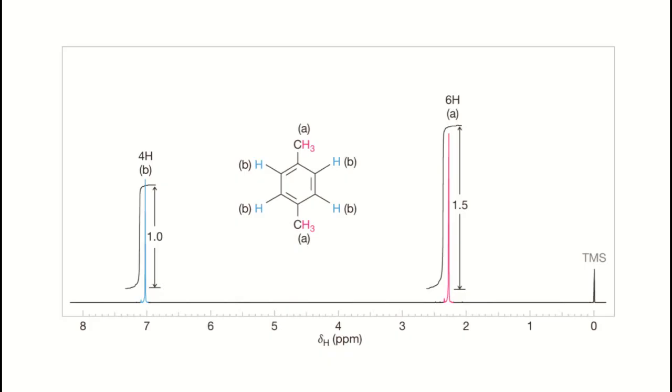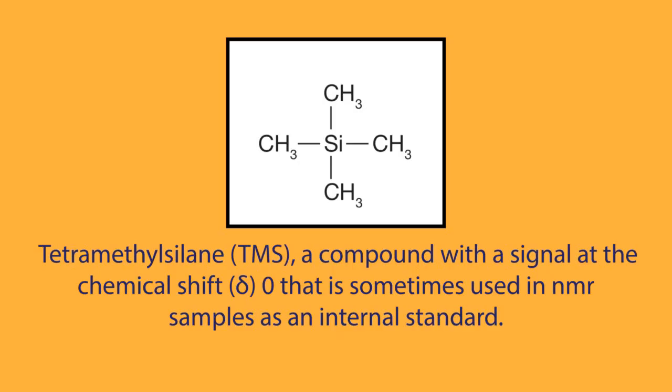Lastly, we have integration. Integration tells us the relative number of protons contributing to a signal. The height or area under each peak shows us how many protons are present in each distinct environment. Tetramethylsilane, TMS, a compound with a signal at the chemical shift value of 0, is usually used in NMR samples as an internal standard.